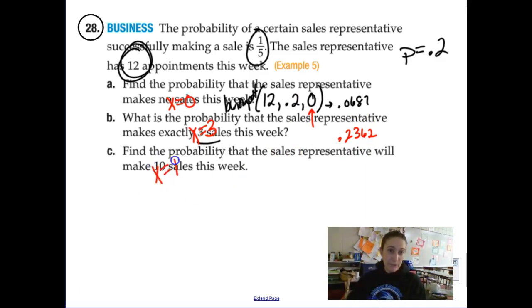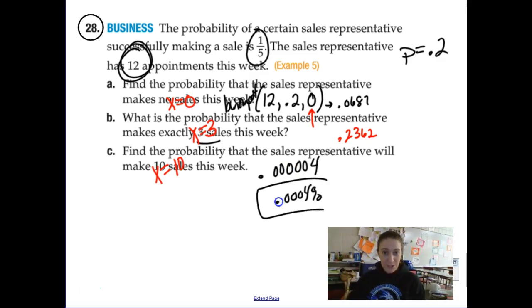And then this final question, they're going to make 10 sales. Keep dreaming, guy. It's not going to happen. Because when you do the probability, and again, you change this last number to 10 successes out of 12, it's not great. It's 0.000004, which is 0.0004%, if you want to change it to that. So really, really slim chance of this person making 10 sales. Which makes sense if you think about it, right? Because you only have a 20% chance of making a sale on any given appointment. So dream big.